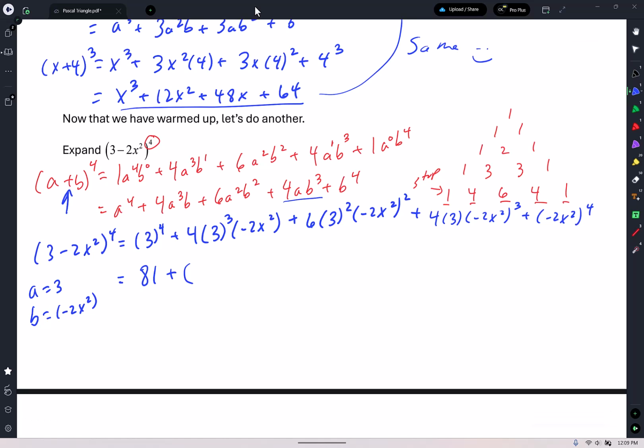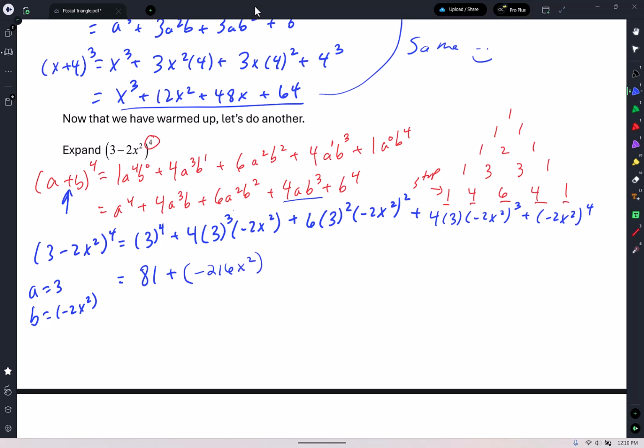3 squared is 9. 9 times 4 is 36. And 36 times 2. Okay, let me make sure. Oh, okay, I almost made a mistake. I said 3 squared. 3 to the 3rd. 3 times 3 is 9. 9 times 3 is 27. 27 times 4 is 108. And double 108 is 216. So negative 216x squared.